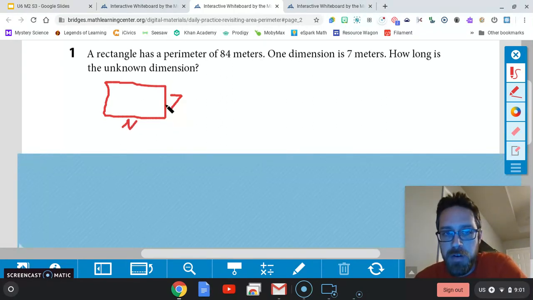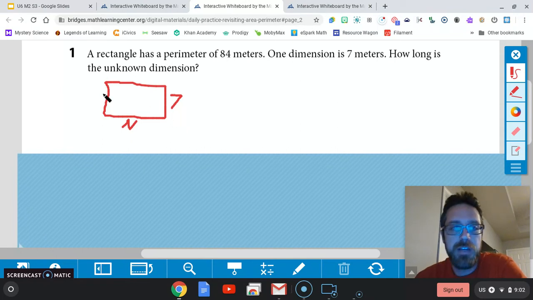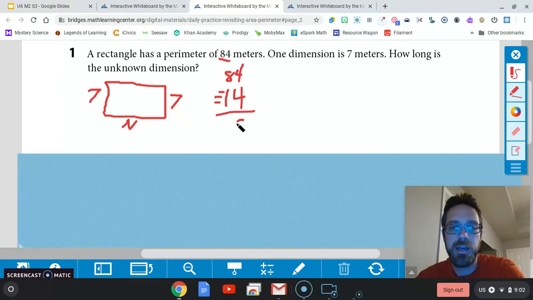Now, what I know about rectangles is if the width over here is 7, the width over here has to be 7. And if I add my two widths together, I have a total of 14 right now. Well, if I'm at 14, I need to figure out what is the difference. I need to get a total of 84. So what's 84 minus 14? 4 minus 4 is 0. 8 minus 1 is 7, so 70. Now I have 70 left.